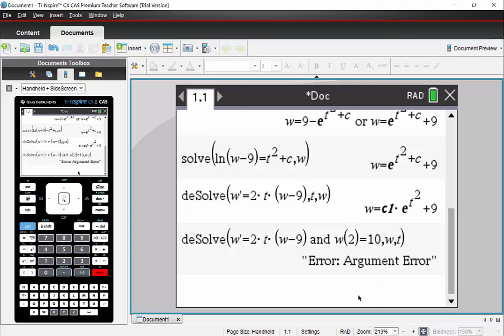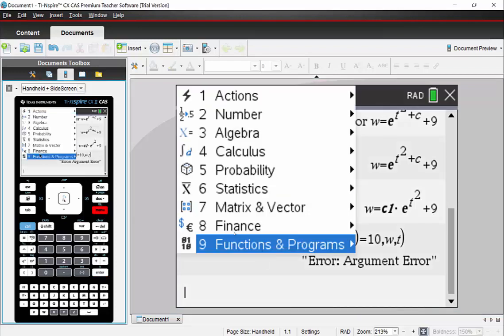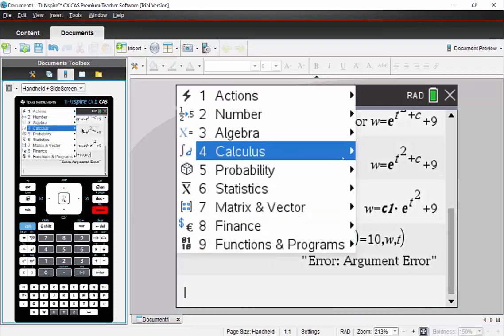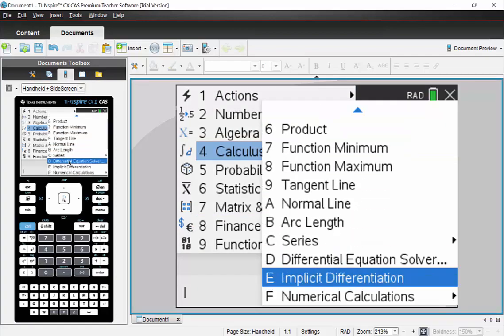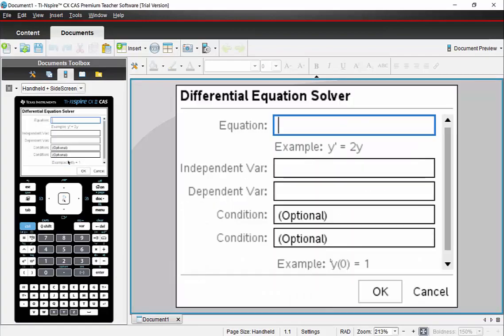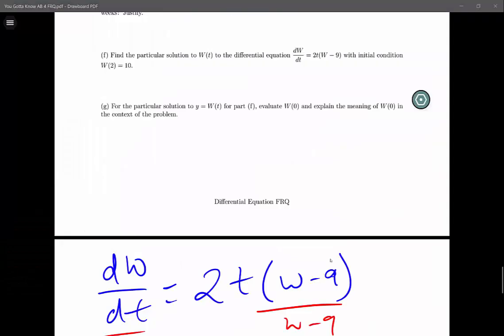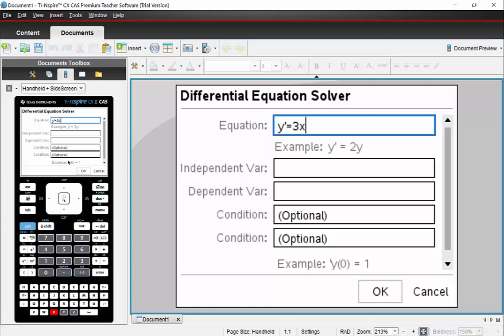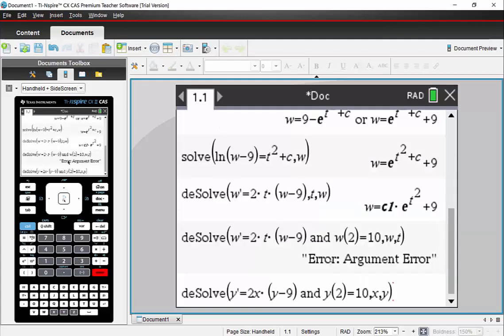Let me try that one more time. I'm going to use it with X's and Y's because sometimes they don't like the different lettering. So I'm just going to change this to Y prime equals 2X times Y minus 9. Independent would be X, dependent would be Y. Y of 2 equals 10. There we go.